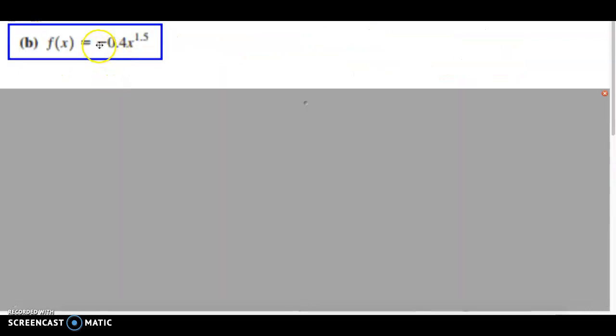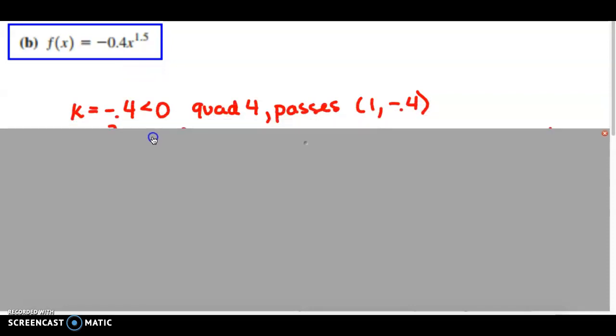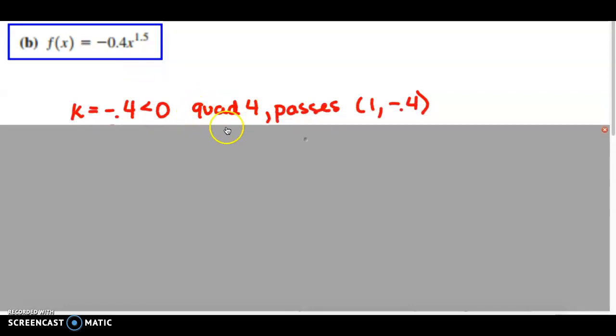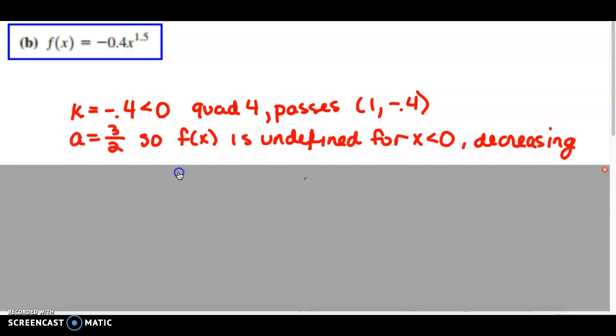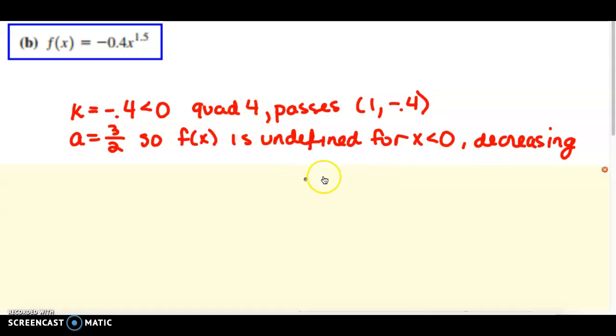In this next example, we have negative 0.4 as our k value, so that value is less than 0, which means our function is in quadrant 4. It's going to pass through (1, -0.4). Our a value is 3/2, so that means our function is going to be undefined for negative x values, because we'd be trying to take the square root of a negative. It is going to be decreasing because of that negative k value.